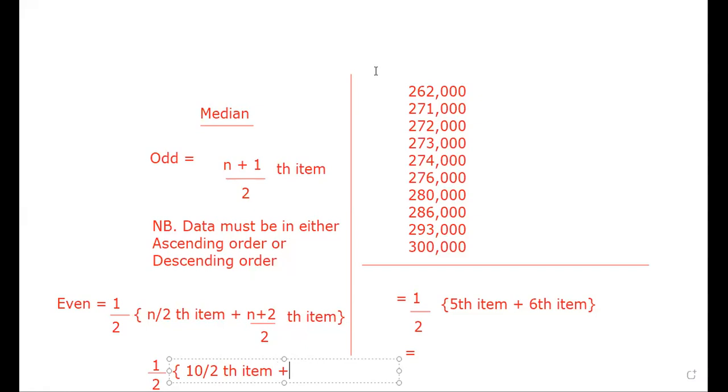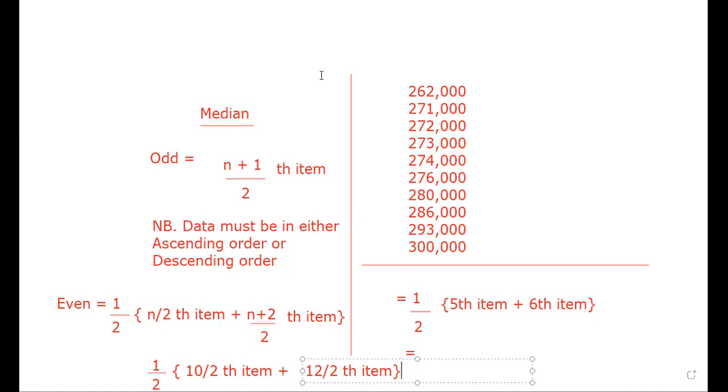The second part is where we have n plus 2 divided by 2. Where there is n, you put 10. So 10 plus 2 will give you 12 in the numerator. That 12, divide it by 2. My slash there means divide. So divide it by 2, and that will be the item we are looking for. So it is 12 divided by 2th item. Then you are simplifying them.